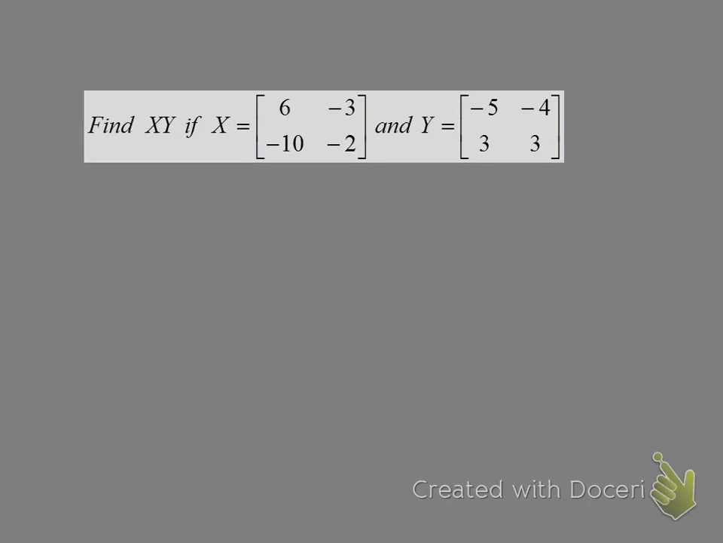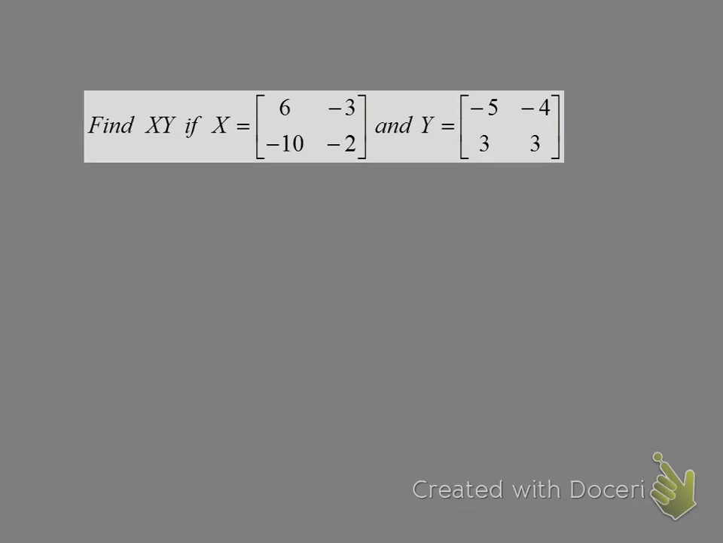Okay. Fine. It's just 2x2s. That ain't terrible. Okay. Here's how this goes. Find x, y if x equals 6, negative 3, negative 10, negative 2, and y equals negative 5, negative 4, 3, 3. Can you do it? Yes. Okay, you have x as a 2x2, you have y as a 2x2, the inside numbers are good, you're going to get a 2x2. Alright, 2x2s with 2x2s give you 2x2. 3x3s with 3x3 gives you 3x3 on up the line.